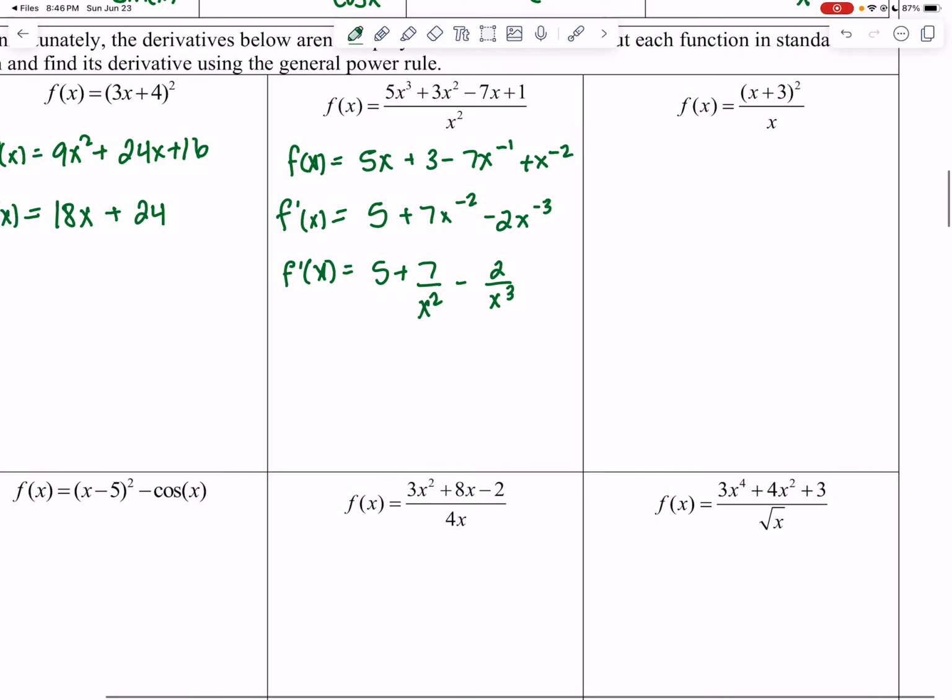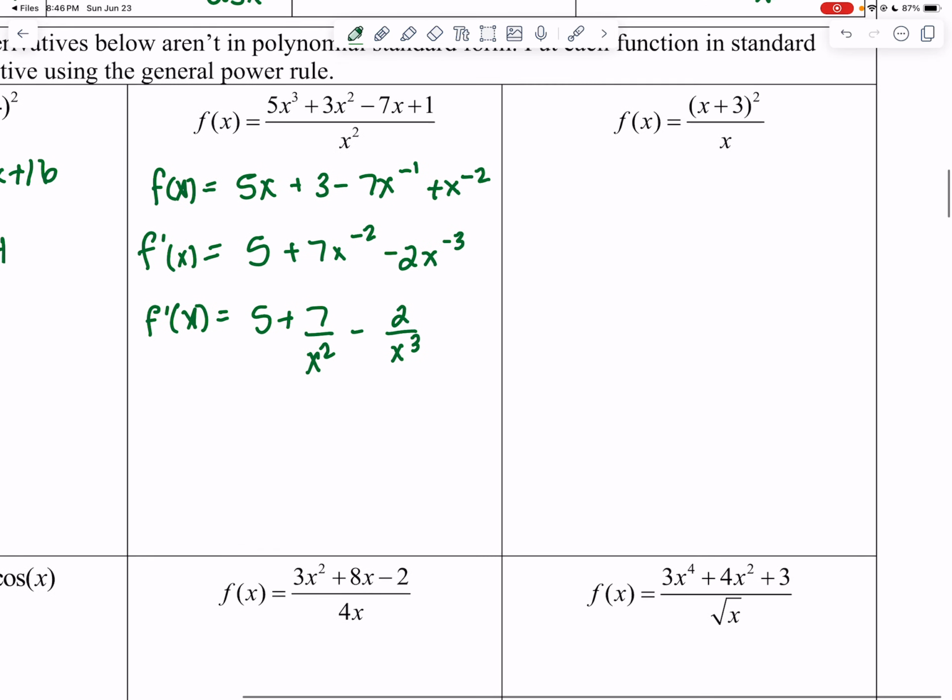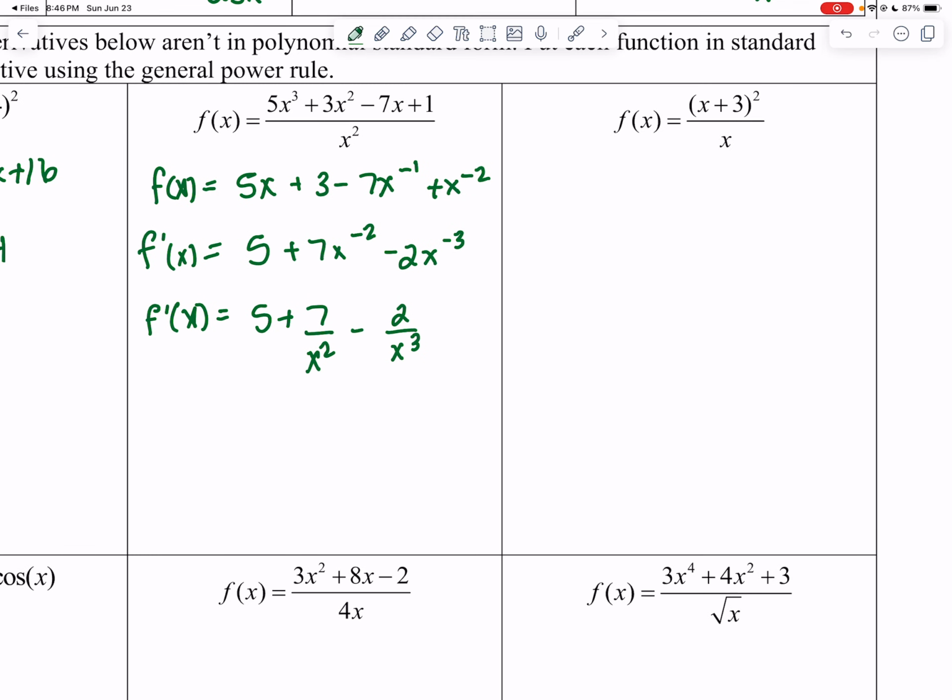All right, let's do the third one. Same thing here, but we're going to have to do two things. We are going to have to expand the numerator. And then after expanding, I am going to divide by x.